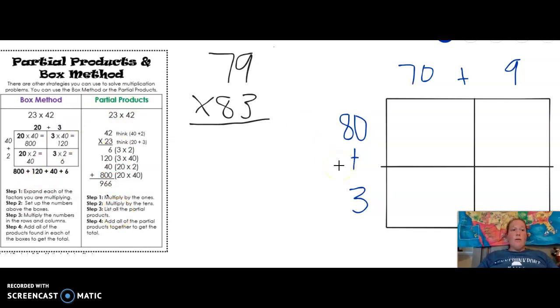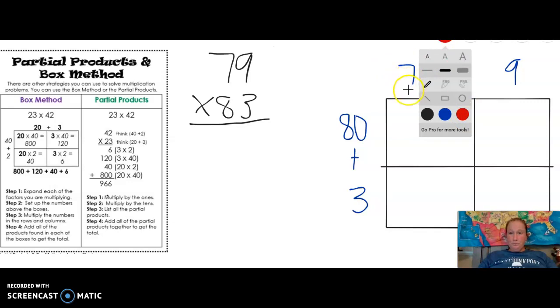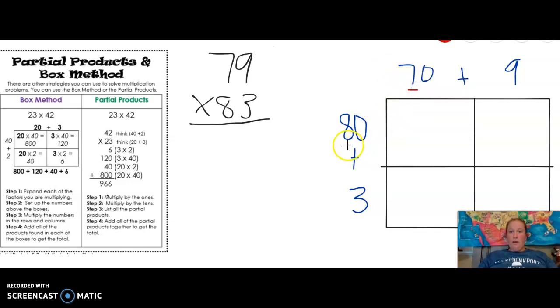Okay, so here we go. We did the expanded form of each. 70 plus 9 is 79. 80 plus 3 is 83. Now, it says set up the numbers above the boxes. We did that. Multiply the numbers in the rows and columns. I'm going to change my color just so we can see it easier. Remember, when it's multiples of 10, we can multiply our 8 by 7. Remember, 3rd grade, very important to know those multiplication facts. 8 times 7, we get 56.